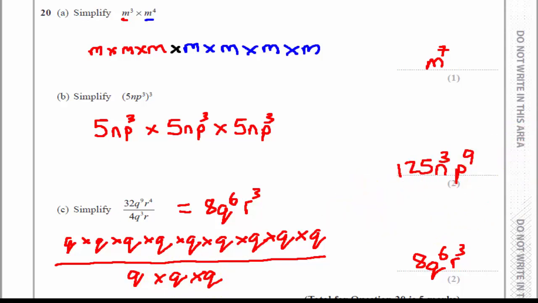If I'm going to times by a q and then divide by a q, I'm going to be back to where I started. So the 3 q's on the bottom of the fraction can cancel out with 3 of the q's on the top, and I'm left with 1, 2, 3, 4, 5, 6, which is where this 6 comes from. The same principles apply to the r. You'd have 4 of them on the top, 1 of them on the bottom. You'd have 3 left over.